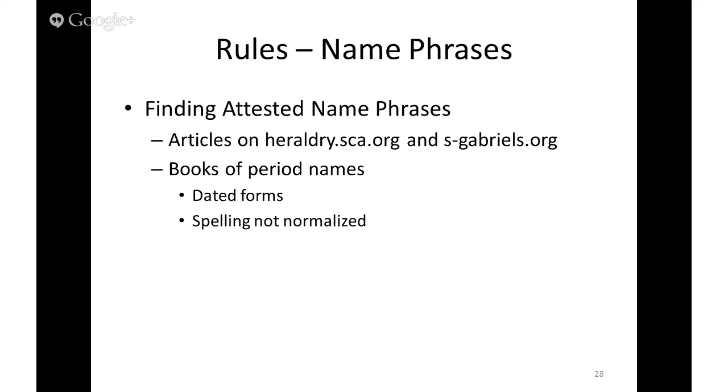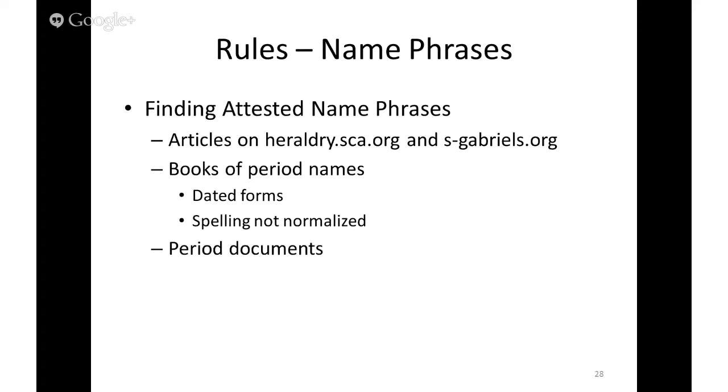And second, it has to not normalize or modernize names. A lot of books, again, especially baby name books, even if they did good research, turned the names into their modern spelling. Well, we're not interested in their modern spelling. We're interested in their medieval spelling. So those are two of the things we look for in books.